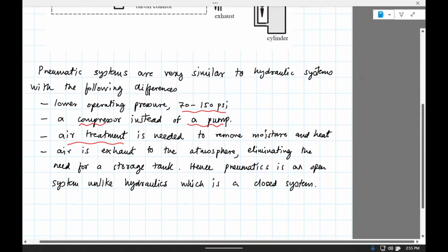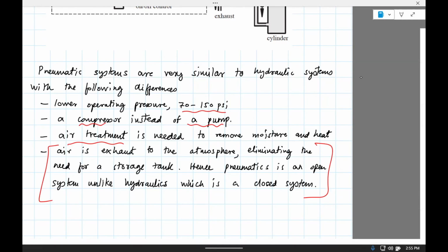And finally, this is probably the biggest advantage of the pneumatic system. Here, air is exhausted to the atmosphere, you don't really need to have a tank to hold the air because air is available free, but for hydraulics, you need a tank and you need to return the oil back to the tank.